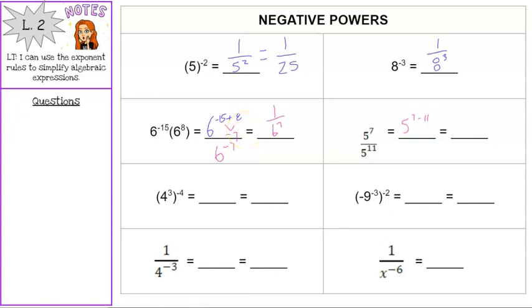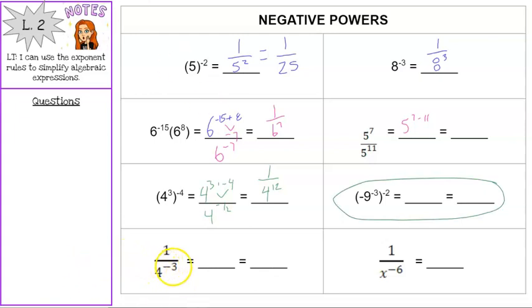Next, we have 4 to the third raised to the negative 4th power. So that's power to a power, which means we get to multiply our exponents. 3 times negative 4. Well, a positive times a negative is a negative. 3 times 4 is negative 12. So I know that that is 4 to the negative 12th power, which means to make that positive, we make it 1 over 4 to the 12th power. Go ahead and try this next problem on your own and see what you can do with it.